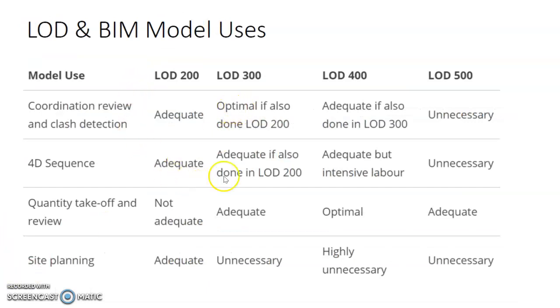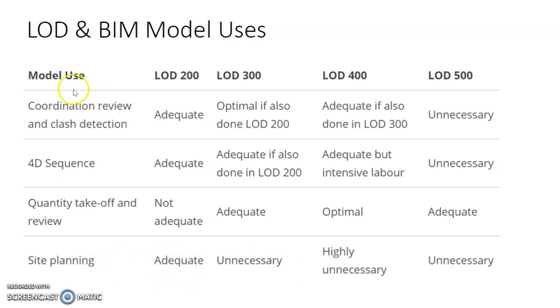This table shows you, if you compare the different types of models, with the amount of information that you want to put in, to decide which is the appropriate level of development into the model. For example, if you are doing site planning, it will be unnecessary to have a very detailed LOD 500. It will be unnecessary. Even 400 also is unnecessary, because for site planning, everything is very conceptual. Probably LOD 200 is enough.